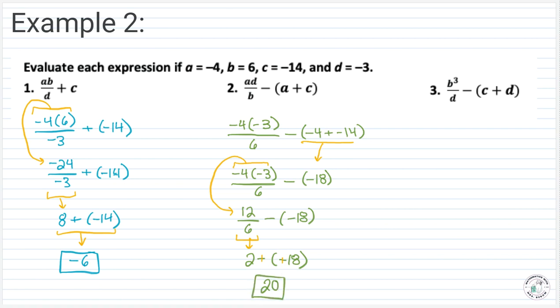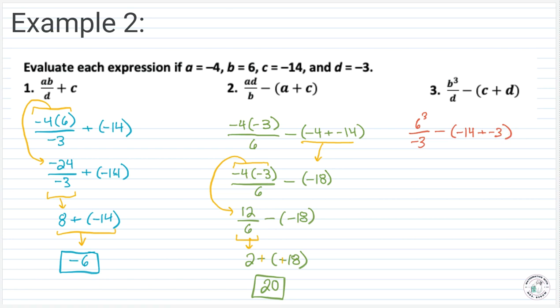And then on number 3, we actually have an exponent involved this time. So b to the third divided by d minus the grouping of c plus d. So again, we need to get started by plugging in what each of these variables are. So we have 6 to the third divided by d, which is -3. Then we have minus, and then in parentheses, -14 plus, and then we have d, which is -3. So again, we just went through and plugged in the actual values for each of those variables.